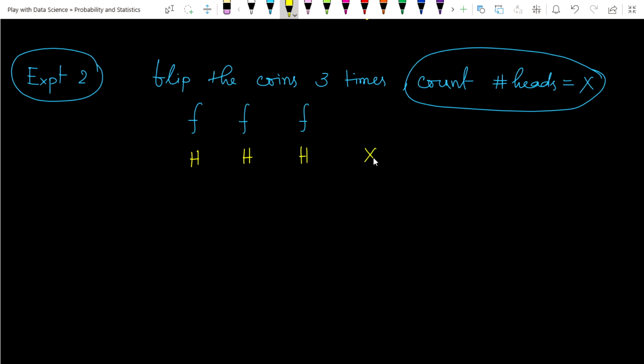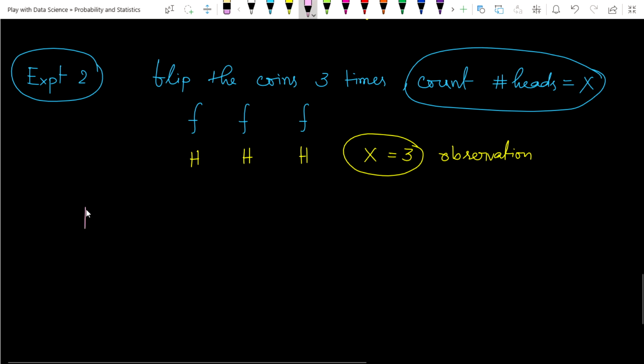So here x is equal to what? x is equal to 3. This is simply the observation.